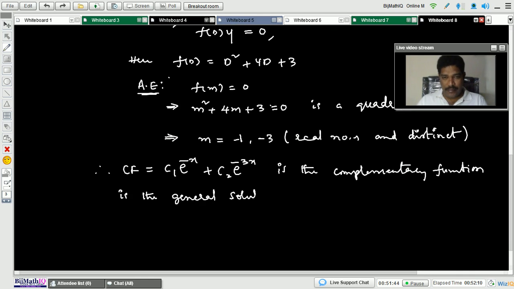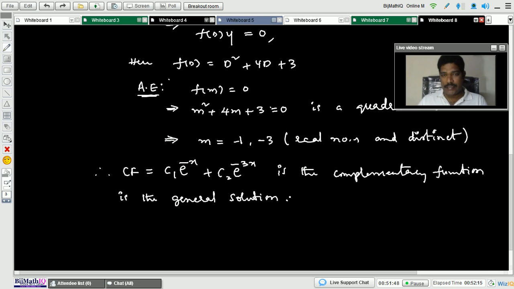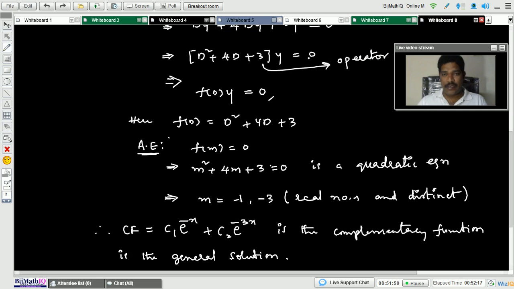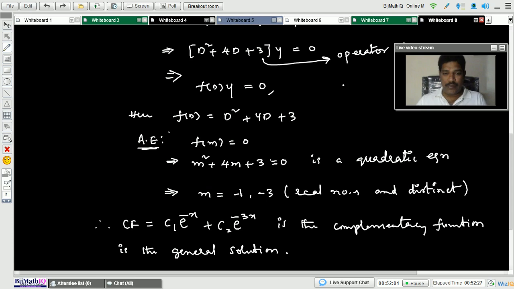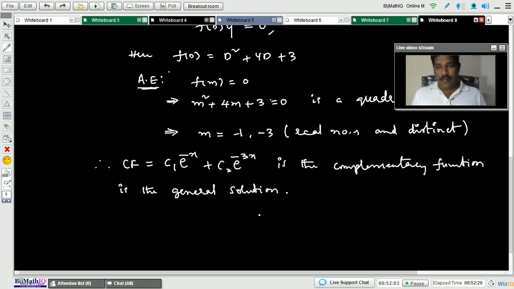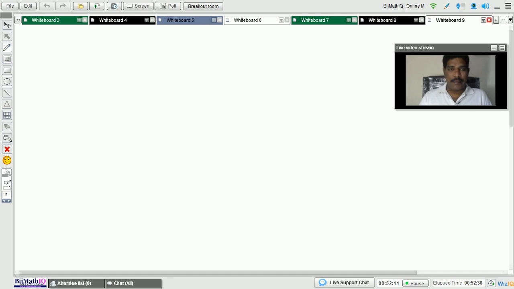Why is the complementary function the required general solution? There is no need to find a particular integral, because in the differential equation, the right side is 0. So if it is 0, no need to find the PI value. Okay, so this is a way to find the complementary function.